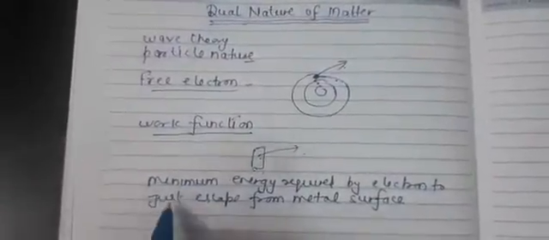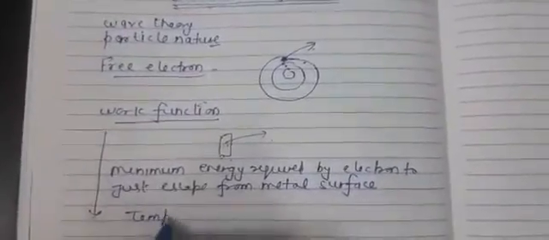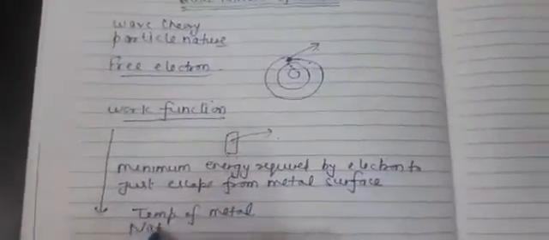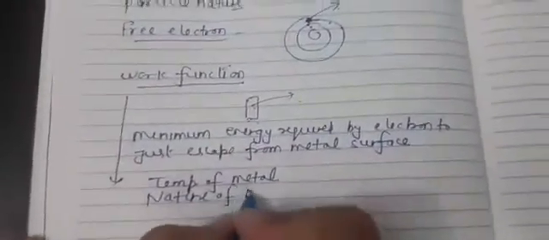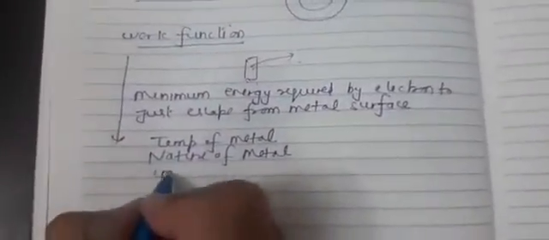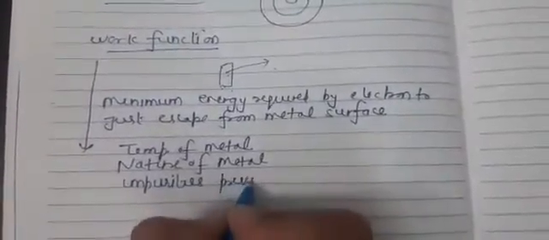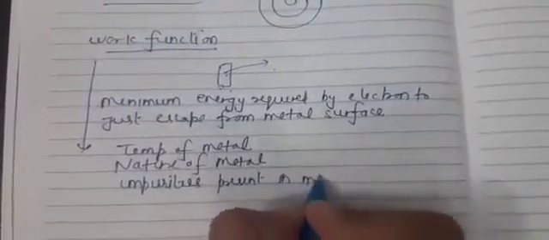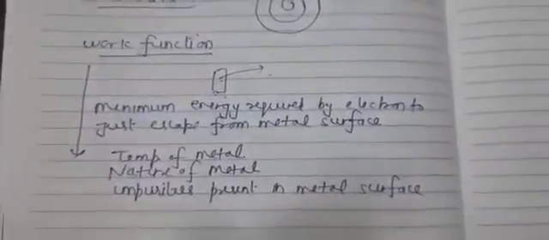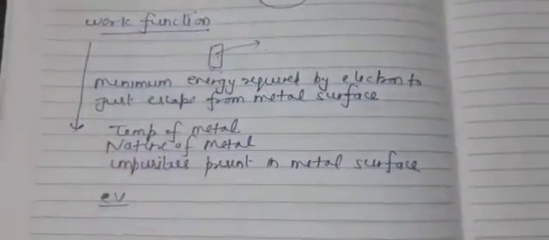Now, this work function depends upon factors like the temperature of the metal, the nature of the metal, and the impurities present on the metal surface. This work function is measured in electron volt.